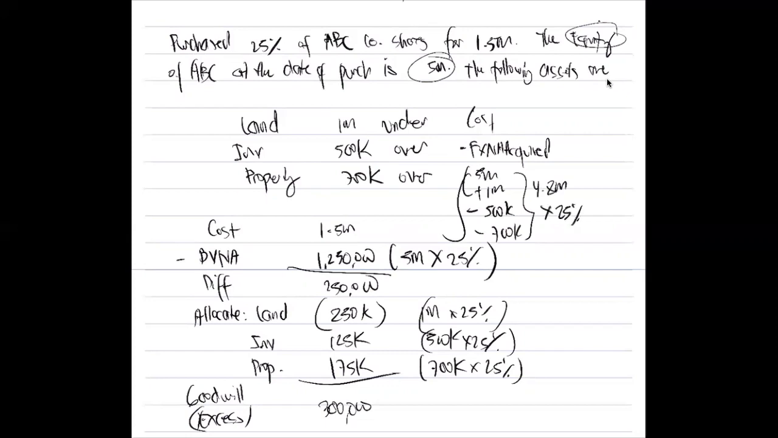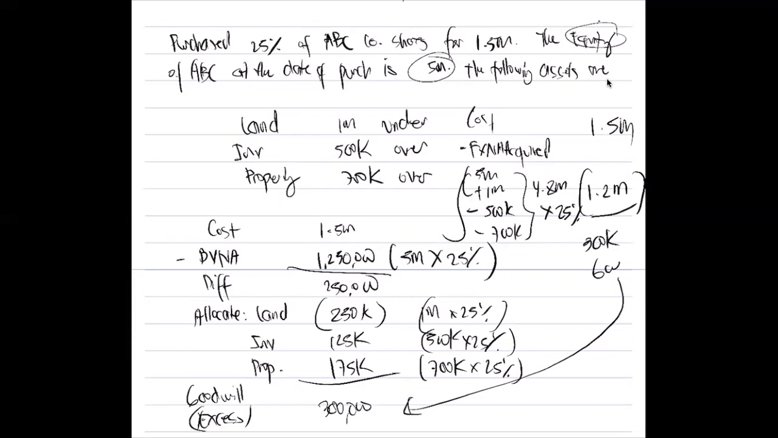Multiplied by 25%, we have 1.2 million and the cost is 1.5. So 1.2 versus 1.5, we have 300,000 goodwill. So it's still the same. It is now dependent on how you will really compute it.